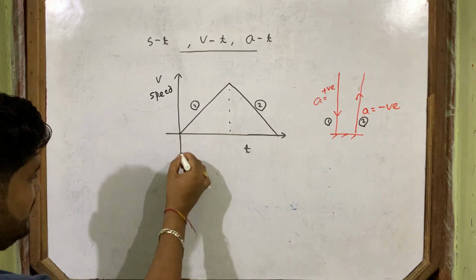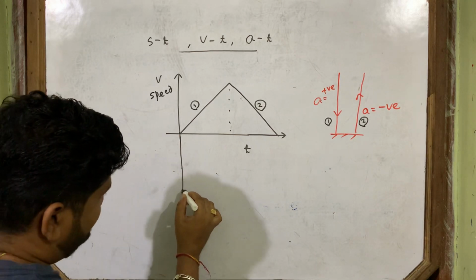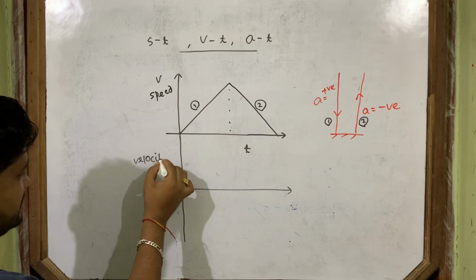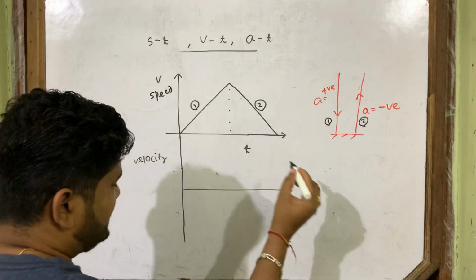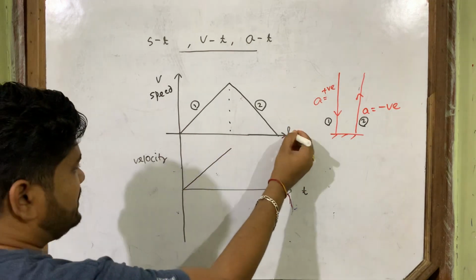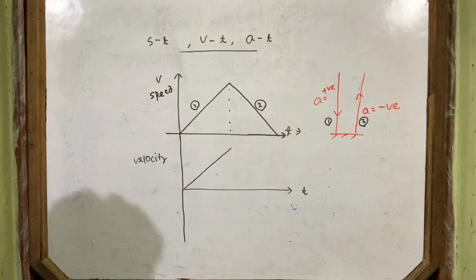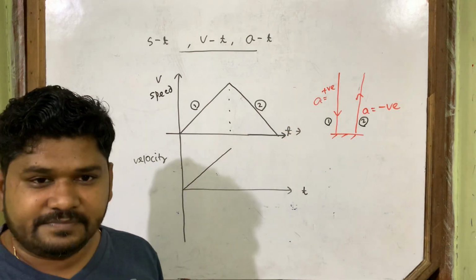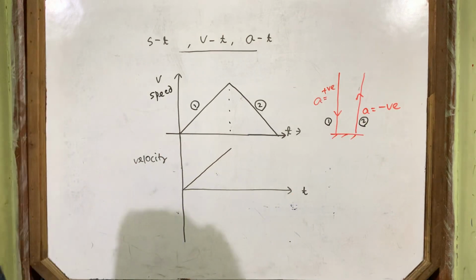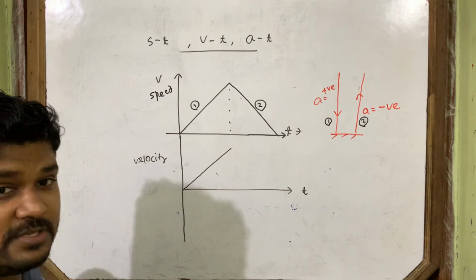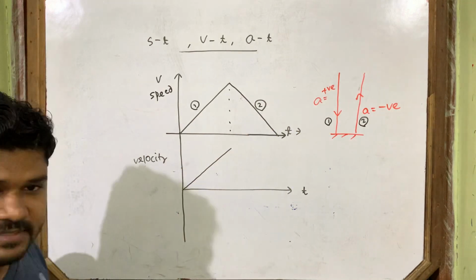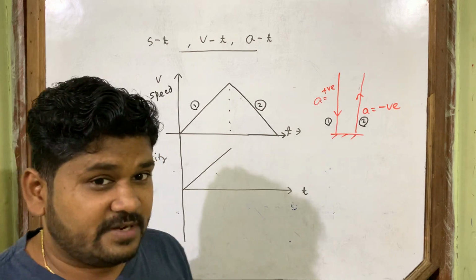But if I draw the velocity time graph, this is very important, try to understand. What happens here? The first part is correct. Acceleration is positive, it's okay. But in the second part, acceleration is negative and velocity magnitude also decreases. Now how is the graph in the second part? This is very important, try to understand properly.